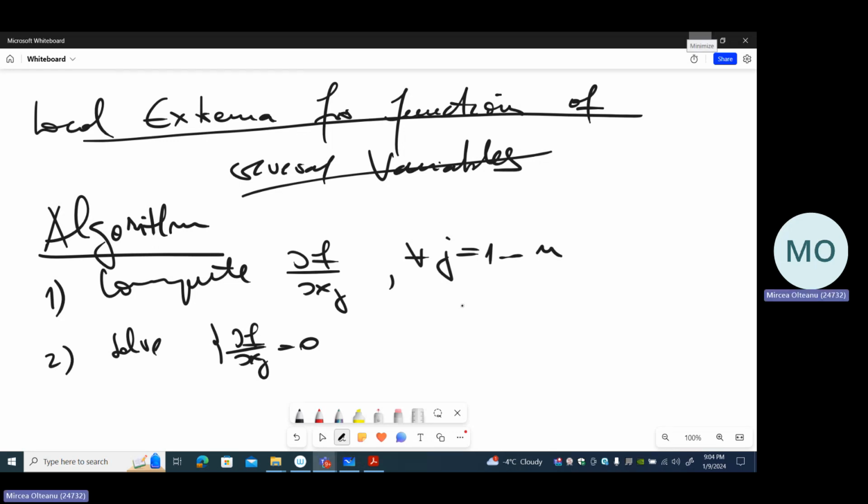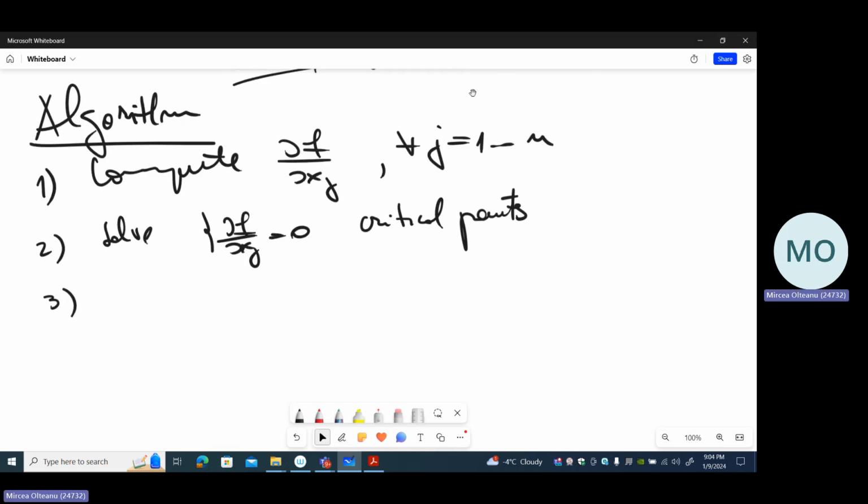The solutions of this system of n equations with n unknowns are called critical points for the function f. Third, as a result, after we solve the system, we have some solutions here: A, B, C, and so on, the critical points.